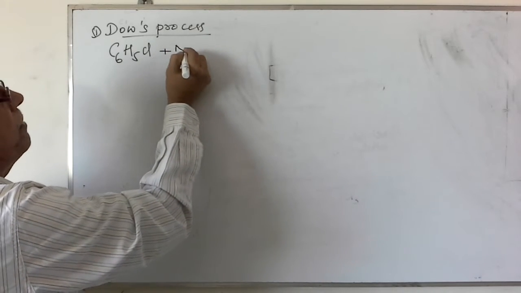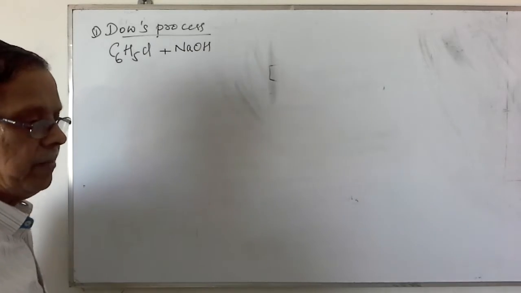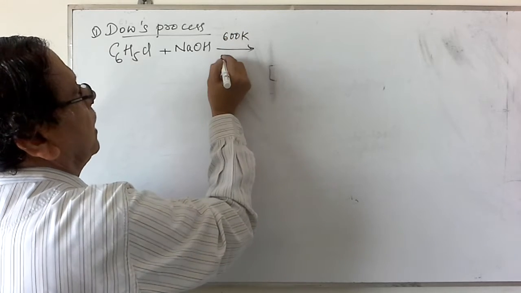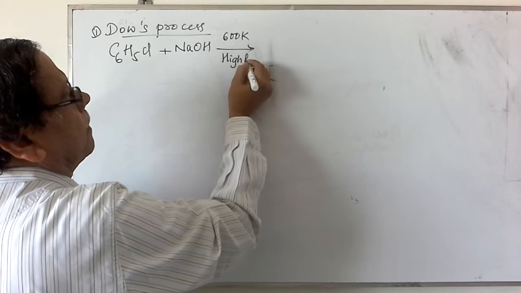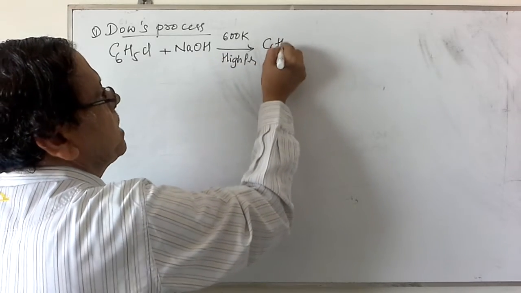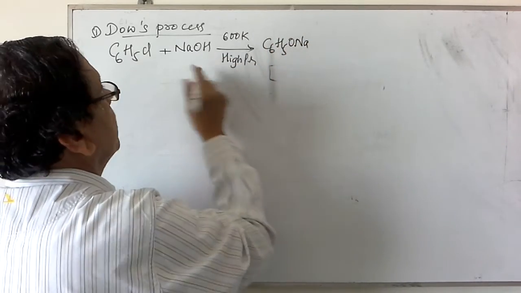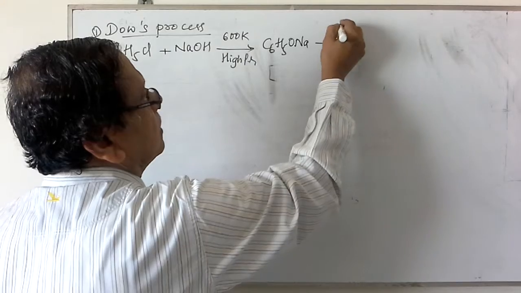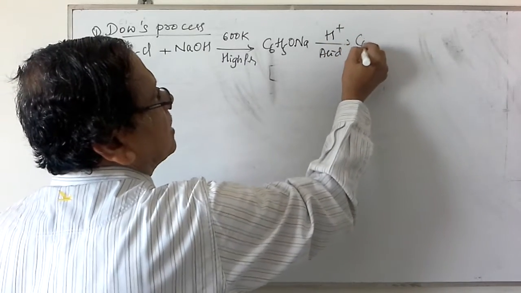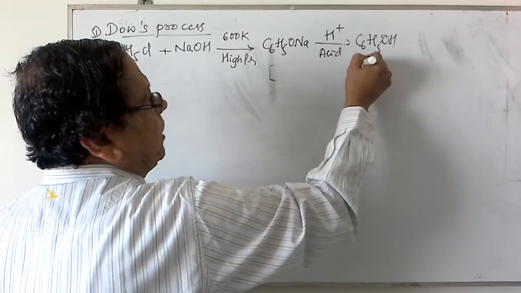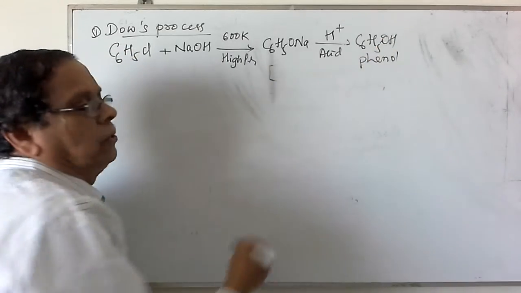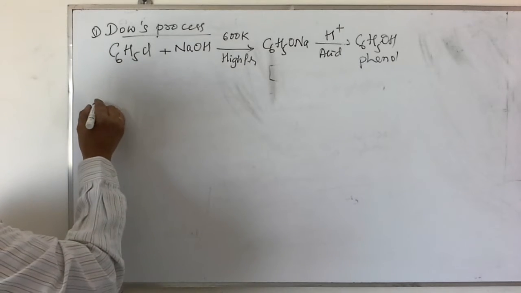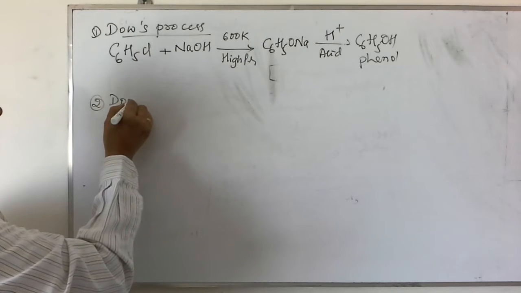When this is treated with sodium hydroxide and heated to about 600 Kelvin under high pressure, it will give rise to C6H5ONa along with the elimination of HCl. This will then, on acidification, give rise to C6H5OH. This is phenol. So this is the method to convert chlorobenzene into phenol, and the process is named as the Dow process.